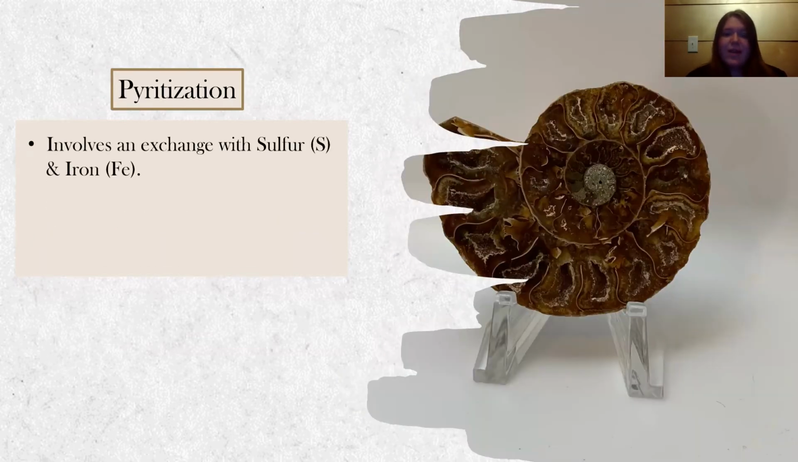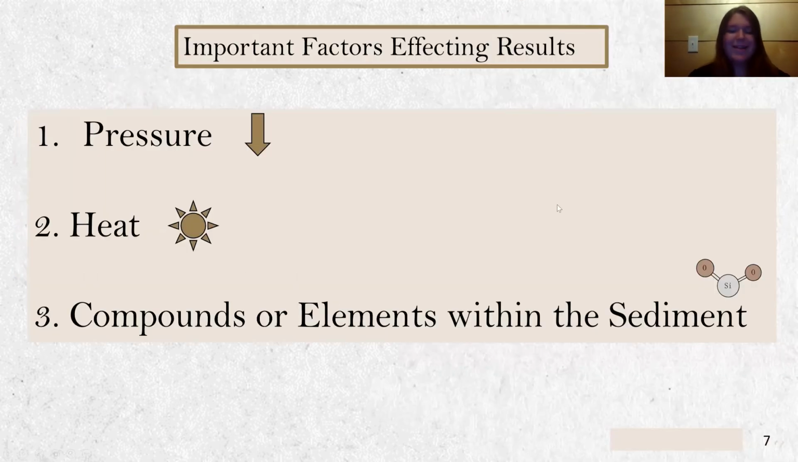This involves an exchange with elements sulfur and iron. Sulfur has a symbol of S and iron a symbol of Fe. Pyritization fossils are going to be golden and shiny in color, just like pyrite, which is where these fossils get their name.